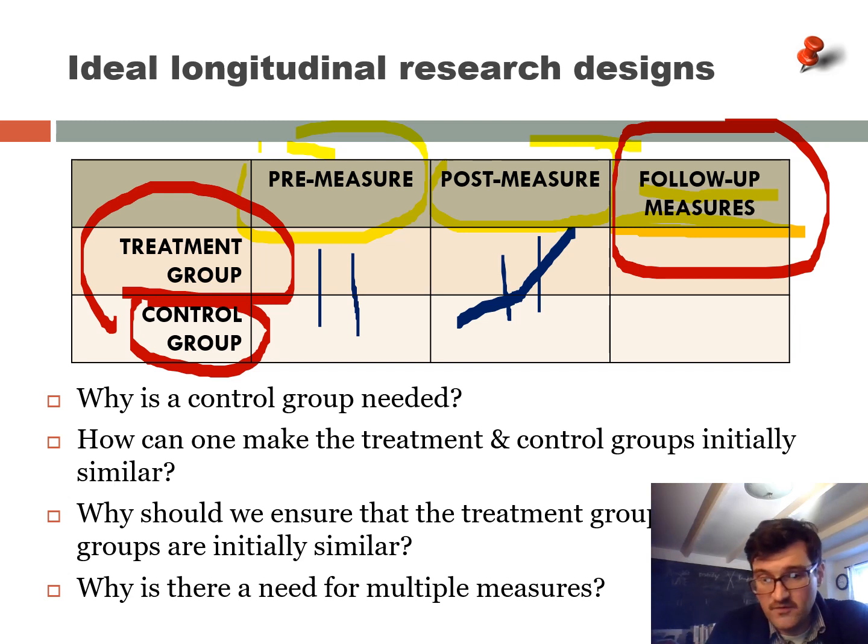Why is there a need for multiple measures? Well, hopefully I've shown that. Without the pre-measure, we don't know that the program changed anything. We don't know that it did anything, so we need the pre-measure. For instance, if we think about this in a classroom setting, we basically operate under the assumption that you came into MANA 420 knowing little or nothing about research methods, right? Ideally, we would have given you some sort of a knowledge test at the beginning.